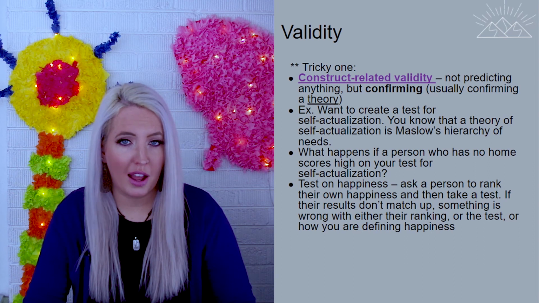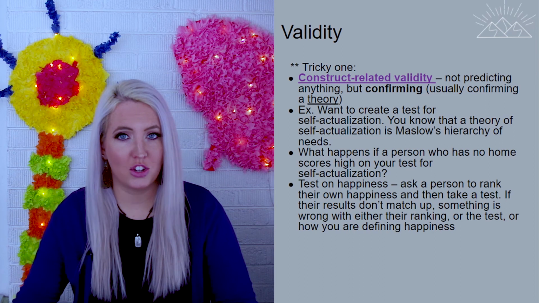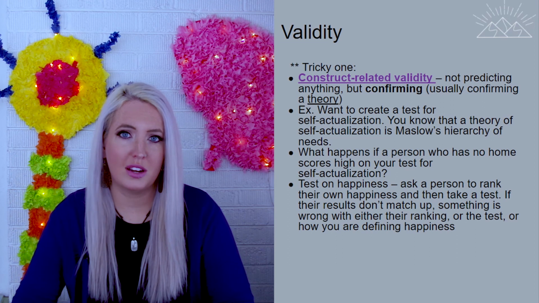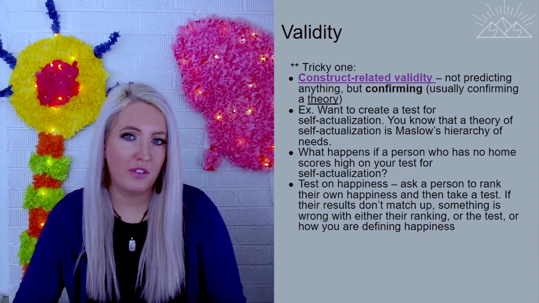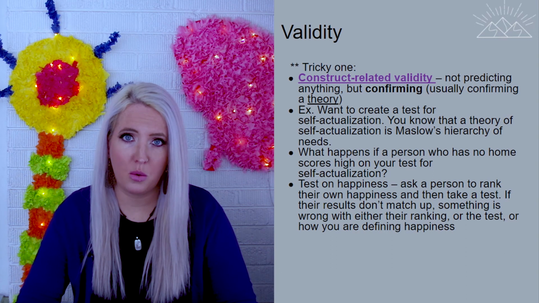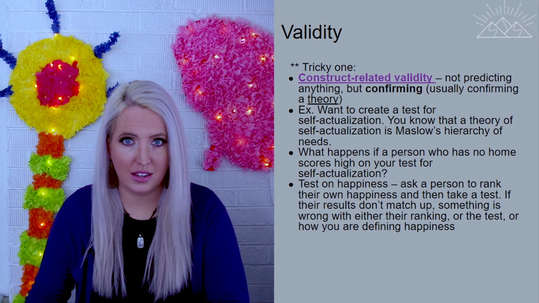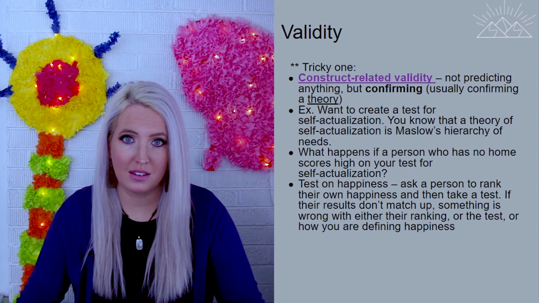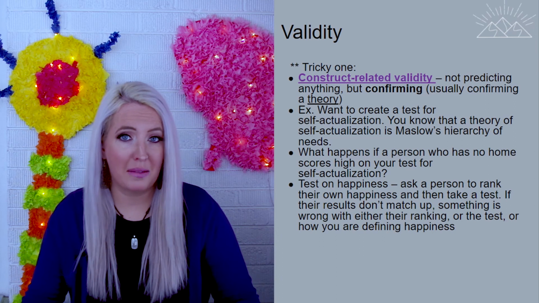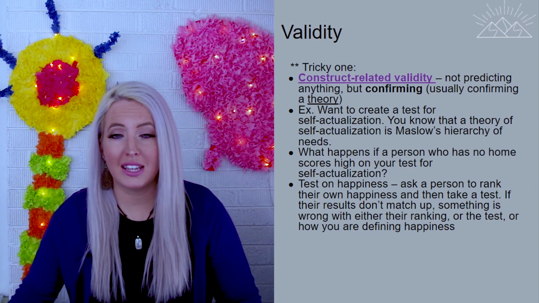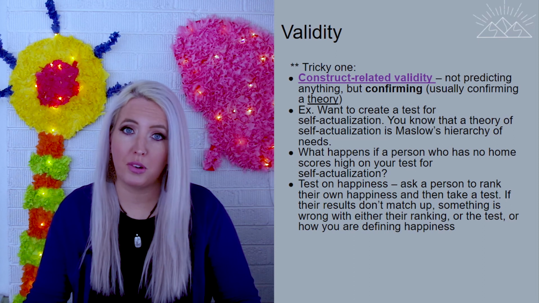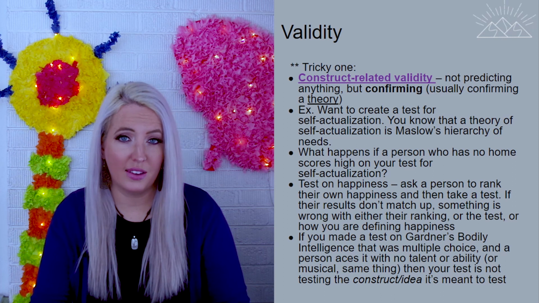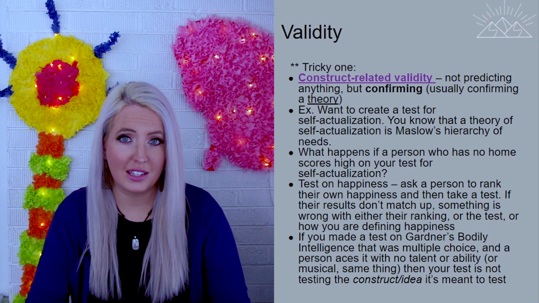This is the problem with construct-related validity. You might have to go back and change the test, but you might have to go back and reevaluate the theory as well. So maybe I want to create a test on happiness. So first I have a person rank themselves, how happy do you think you are, and then take a test. We want to see if their score on the test is the same as their own self-perceived happiness. If it's not, then maybe either I'm defining happiness wrong, or my test is not a good measure of telling whether or not a person is happy or not. So construct-related validity is really something that we see a lot in the field of psychology if you're trying to create and test a theory.